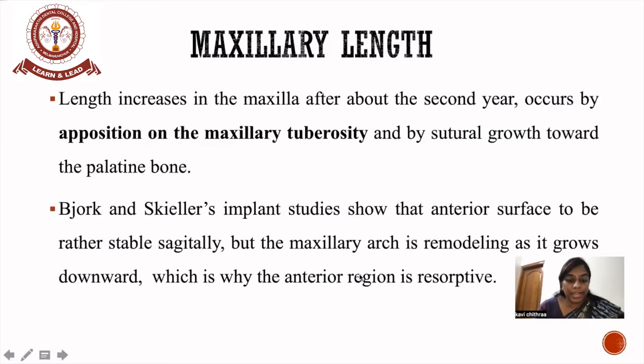Then comes the maxillary length. The maxilla changes in height, width and length. The length increases in the maxilla after about the 2nd year, which occurs by apposition on the maxillary tuberosity, the posterior part. So this causes lengthening of the maxilla.